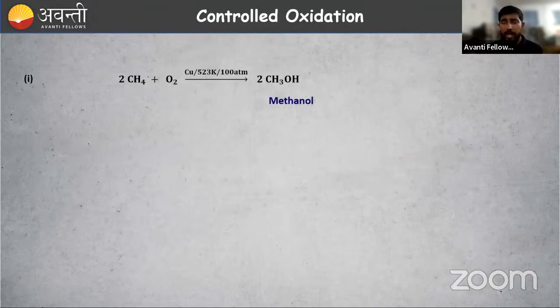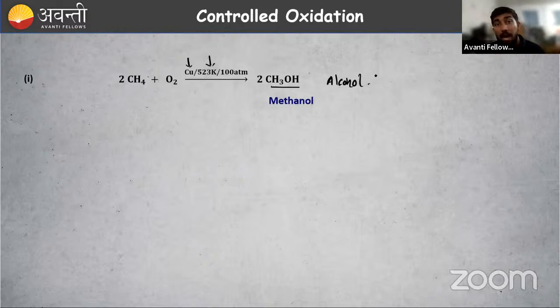Example for you: CH4, that is our methane. Oxygen O2 is present, controlled. I'm using a specific catalyst also. Copper is here. Then temperature 523 Kelvin, which means higher temperature. Then what about pressure? 100 atm, which means pressure is also very high. So in the presence of copper, with conditions 523 Kelvin and 100 atm, what is the product obtained? CH3OH, an alcohol is obtained. What is the name of this one? Methanol. So that is controlled oxidation.